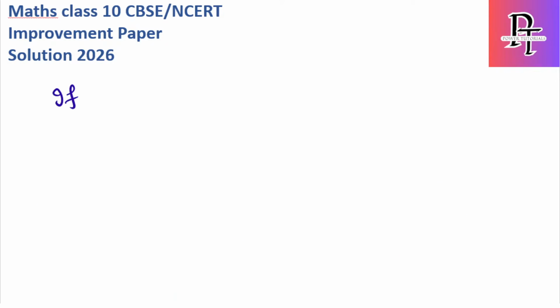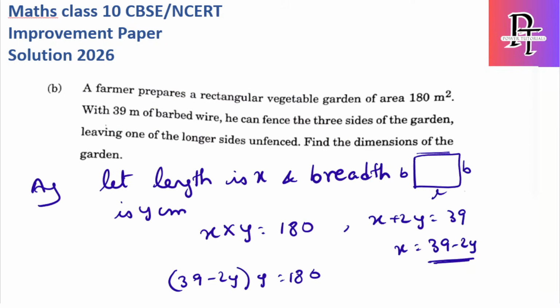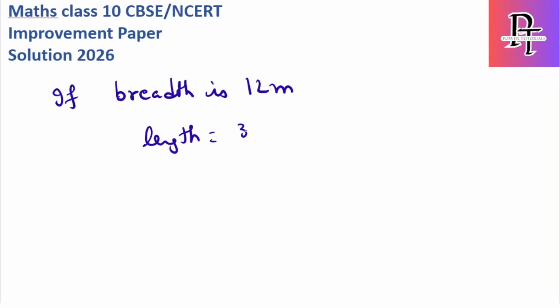If breadth is 12 meters, length is equal to, what is the relation we got here? x is equal to 39 minus 2y. So it will be 39 minus 2 into 12, so 39 minus 24. I'll get it as 15.